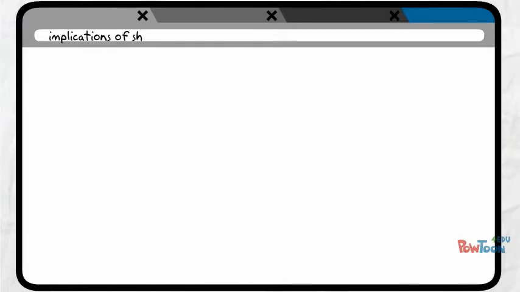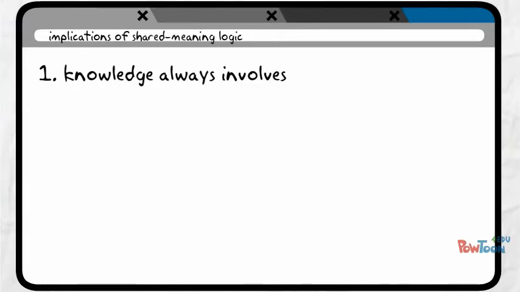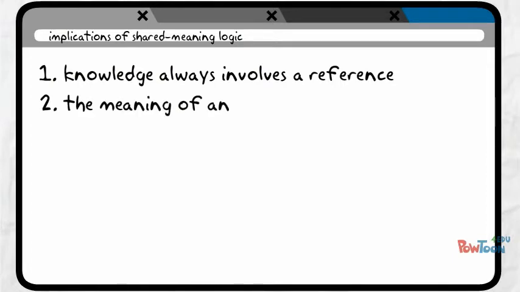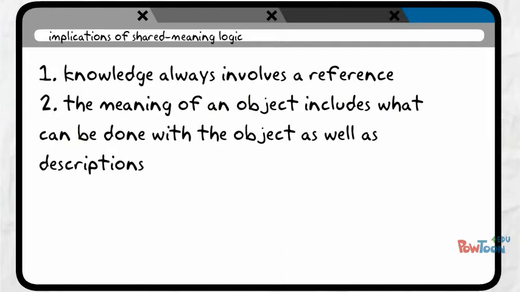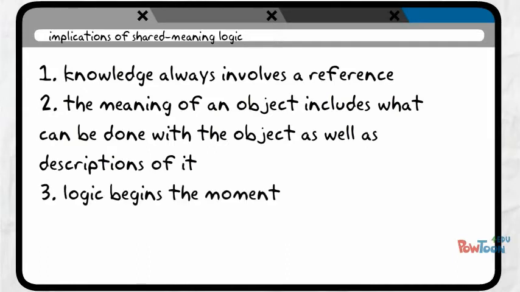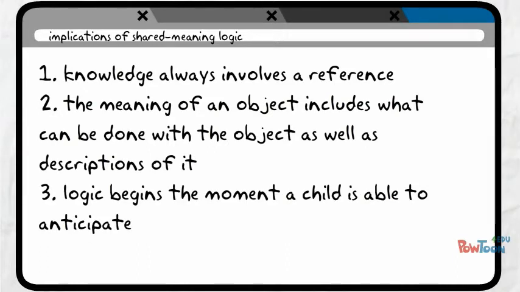Shared meaning logic implies that, 1. Knowledge always involves reference. 2. The meaning of an object includes what can be done with the objects as well as descriptions of it. And 3. Logic begins at the moment a child is able to anticipate a relation between actions.